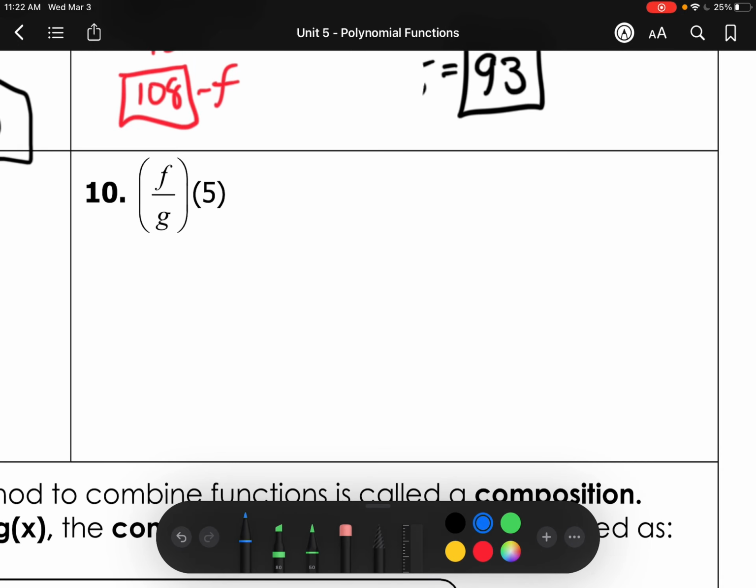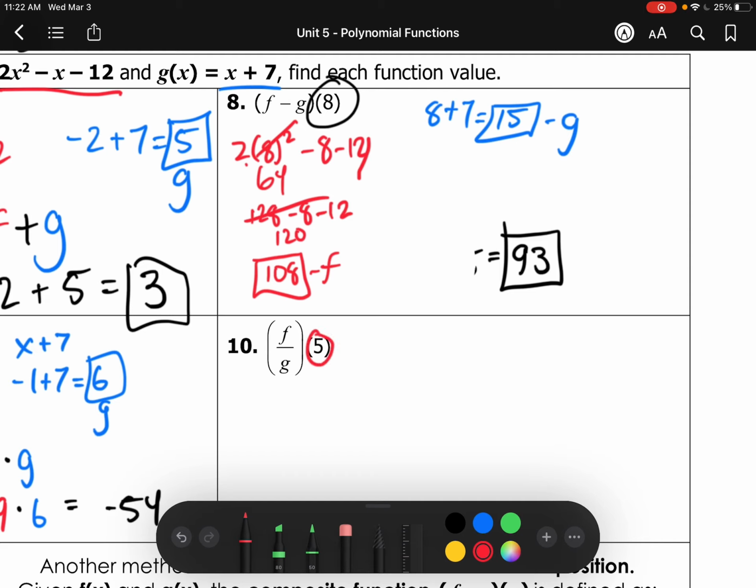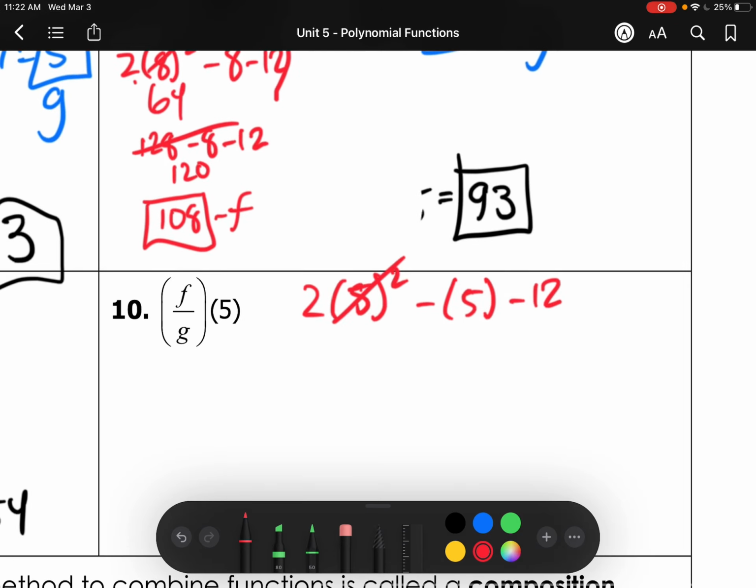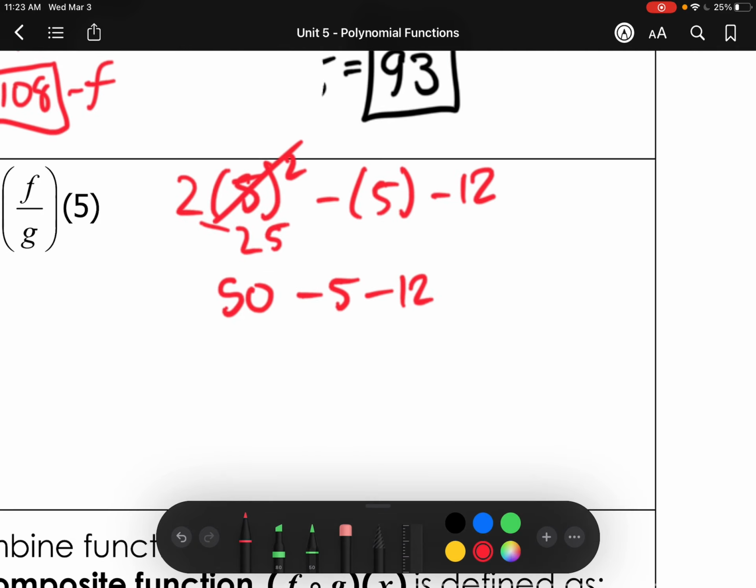Number 10, I'm going to do the same thing, same method. I'm going to take function f, which is 2x squared minus x minus 12. I'm replacing x with input 5, right? So instead of x, I'm going to write 5. So x squared would be 5 squared minus 5 minus 12, right? 5 squared is 25, and then I have 2 times 25, which is 50. So now I have 50 minus 5 minus 12. 50 minus 5 is 45, minus 12 is 33.